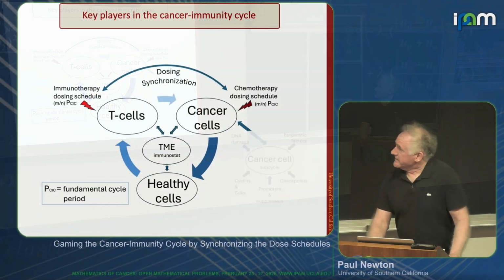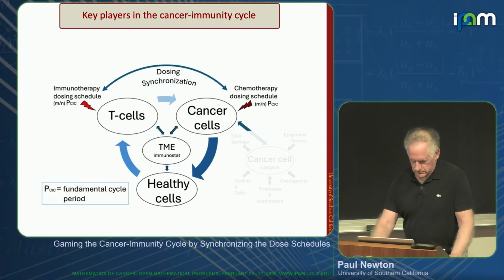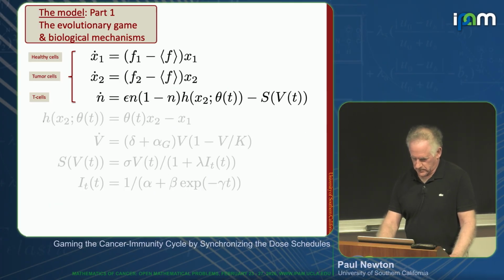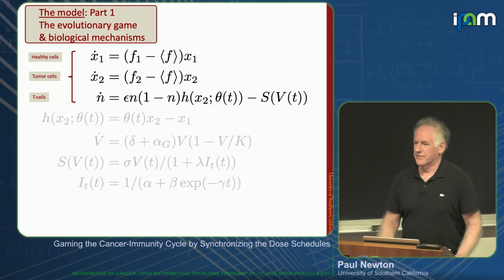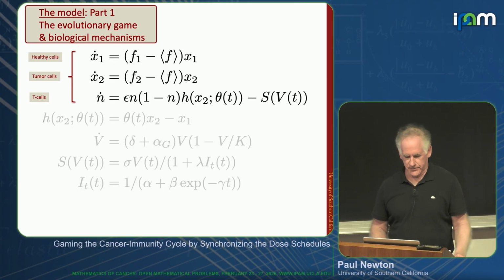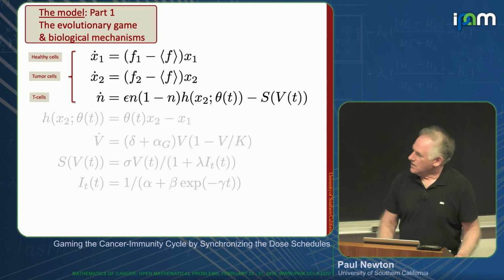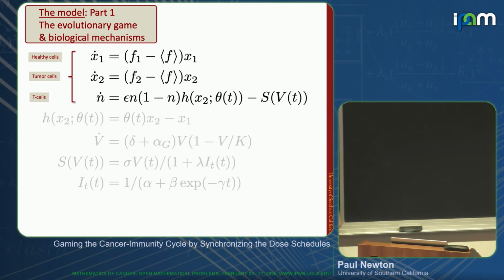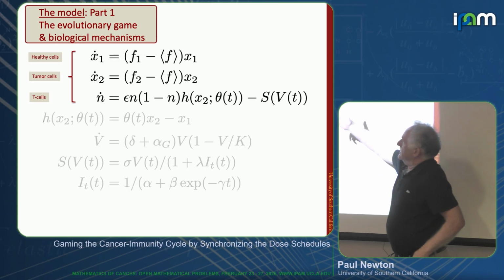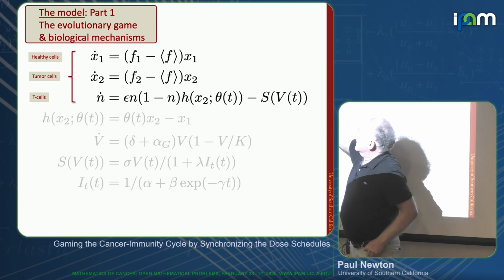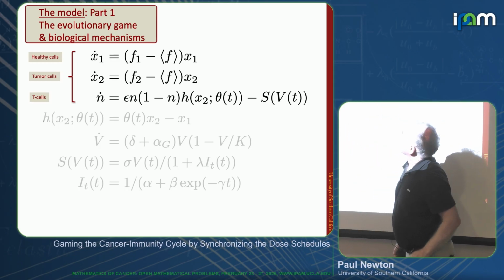Okay, so this is part one. This is the first of basically three slides that explains the model. So the basic players are X1, X2, and N. That's the healthy cells, the cancer cells, and the T cells, let's say.